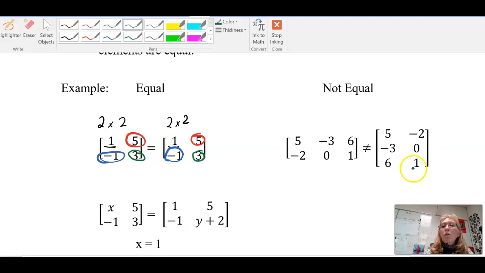These two are not equal right here. Even though they have the exact same elements, they are not in the same place. So this here is a 2 by 3 and this is a 3 by 2. They are not identical, therefore they cannot be equal.